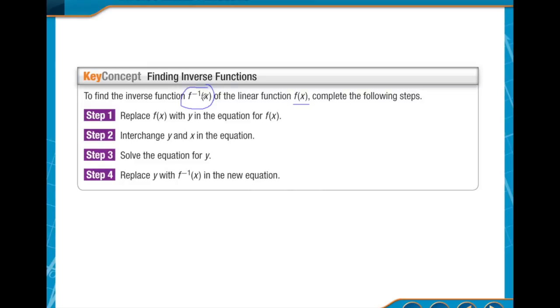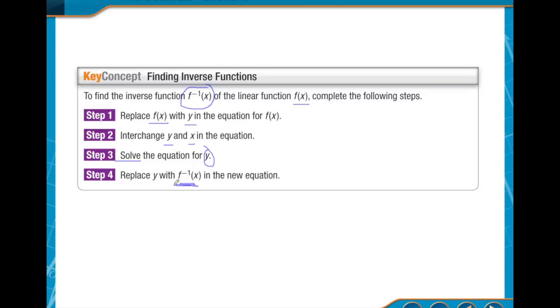So how do we find the inverse? Well, all these steps really tell us what to do to find the inverse. We switch x and y, and then we solve for y. So where you see an f of x, you change that to y. Then you switch y and x. Then you solve for y, and then write your inverse notation at the end.